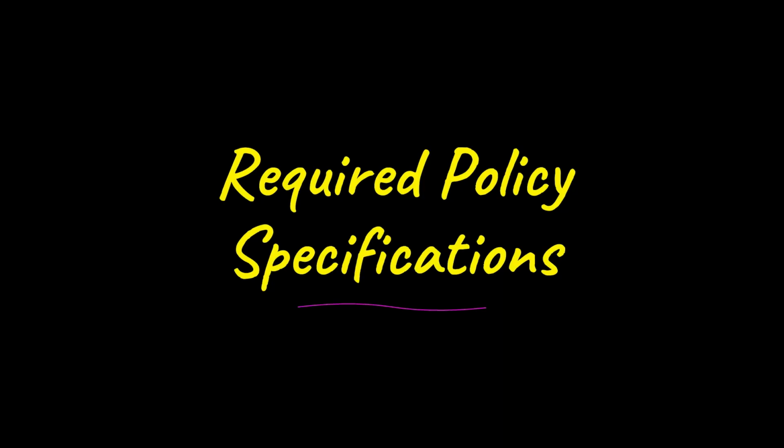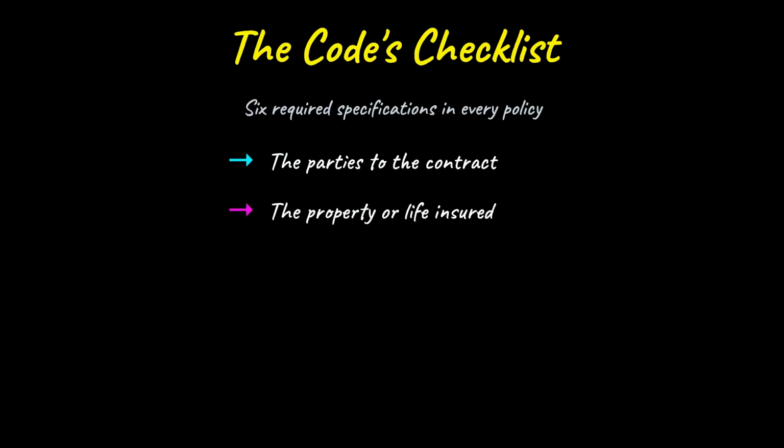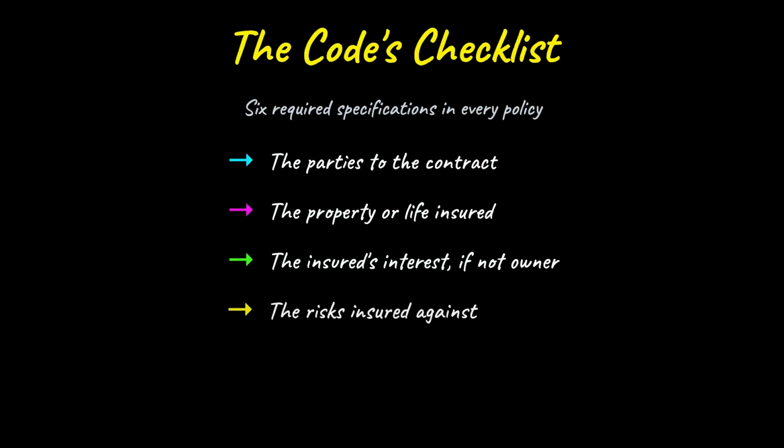California law requires every insurance policy to contain a specific checklist of terms. Knowing exactly what belongs on that list and what doesn't is the key to this topic. The insurance code names 6 items: the parties, the property or life insured, the insured's interest if not the owner, the risks covered, the period of coverage and the premium. Each one answers a basic question the insured needs settled before signing.